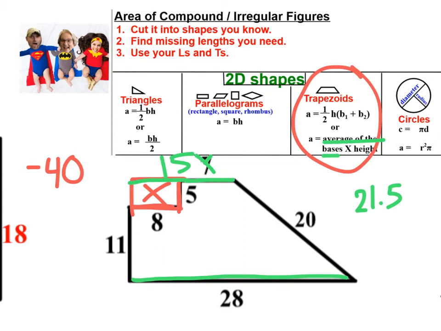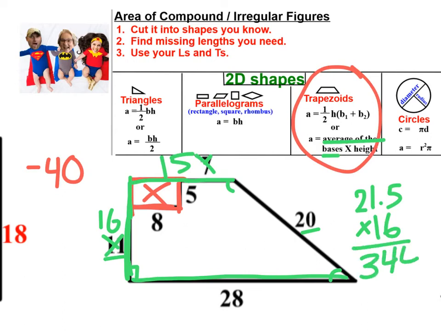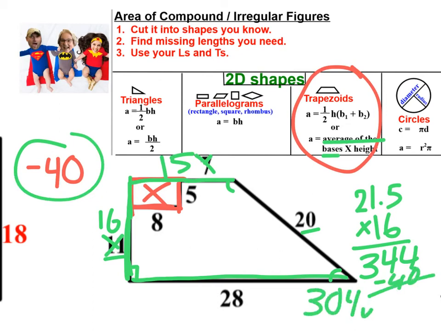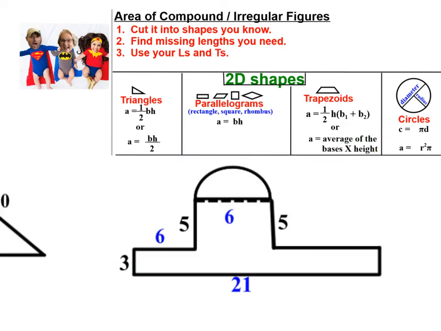Well, is the height 20? Is the height 11? No, actually it's neither one. Well, it can't be 20 because 20 is not at a right angle. 11 looks good, but 11 really only goes up to here, so I need to take 11 plus 5, and the height is 16. So I'll be taking this times 16. When I do that, it gets me an answer of 344. Then I need to remember I need to subtract 40 from it to get my answer of 304 units squared. 304 units squared.